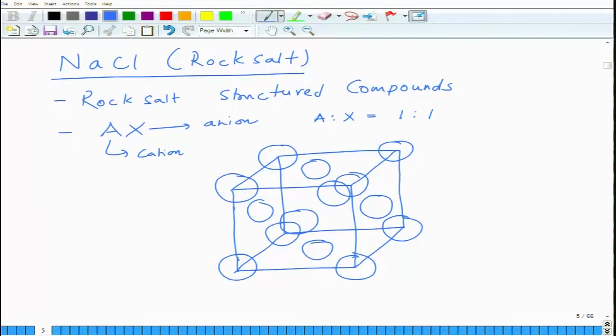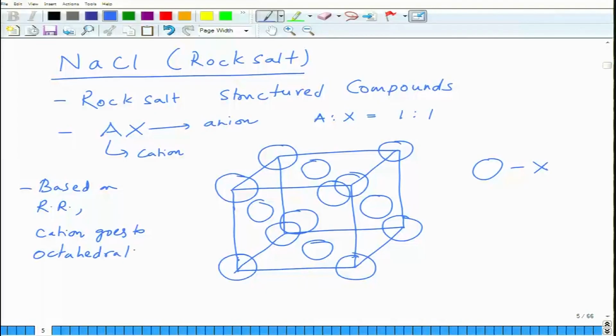Okay. So, this is a face centered cubic packing of anions. So, this is X. So, where can the cation go? Cation, we are saying on the radius ratio, RR, cation goes to octahedral sites, and X makes a FCC lattice. It has made a FCC lattice.